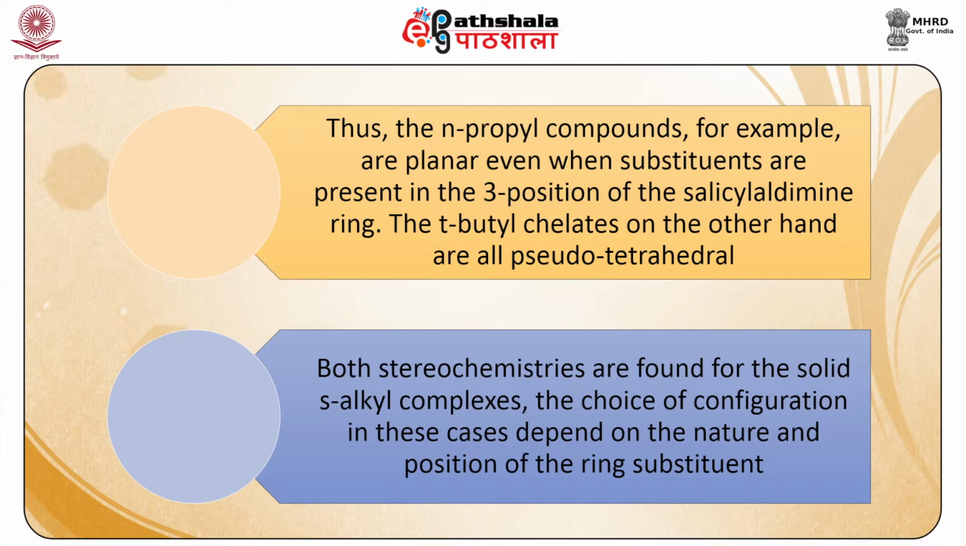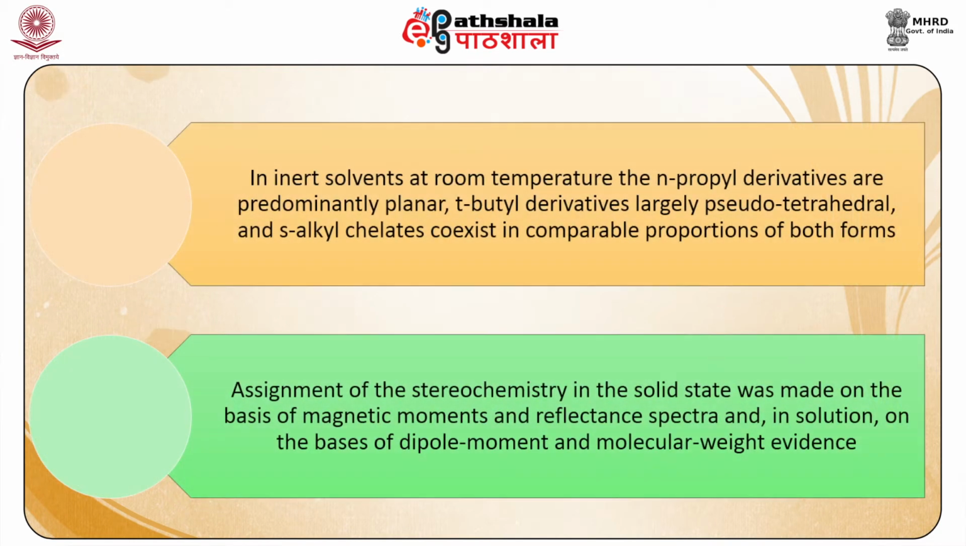The tertiary butyl chelates, on the other hand, are all pseudo-tetrahedral. Both stereochemistries are found for the solid S-alkyl complexes. The choice of configuration in these cases depends on the nature and position of the ring substituent. In inert solvents, at room temperature, the N-propyl derivatives are predominantly planar, tertiary butyl derivatives largely pseudo-tetrahedral, and S-alkyl chelates coexist in comparable proportion of both forms.